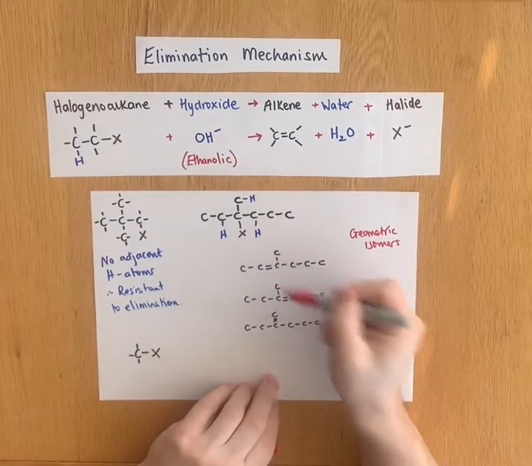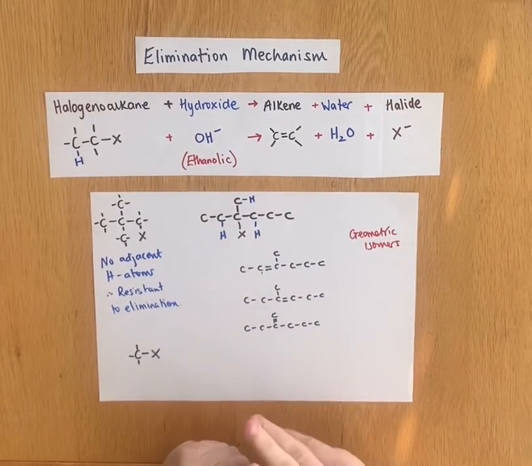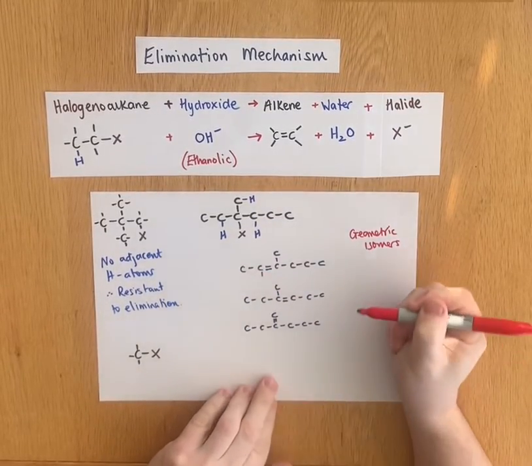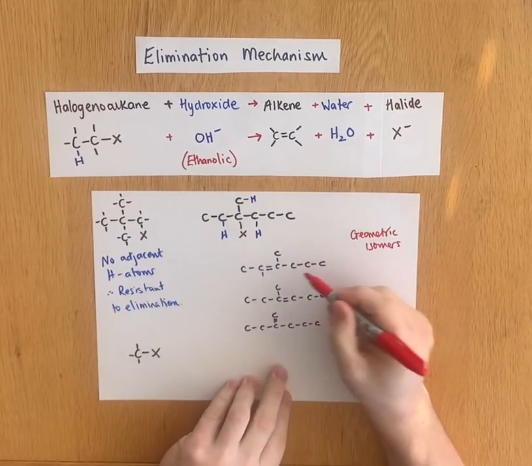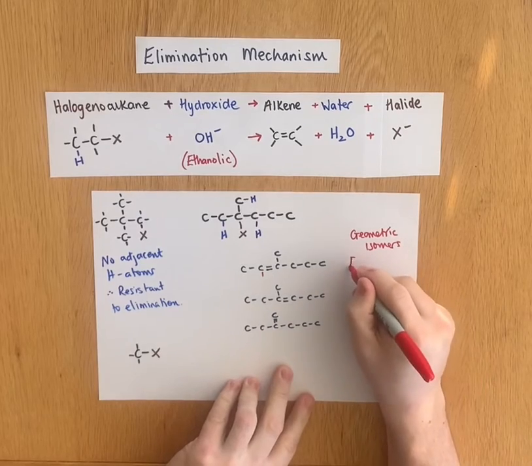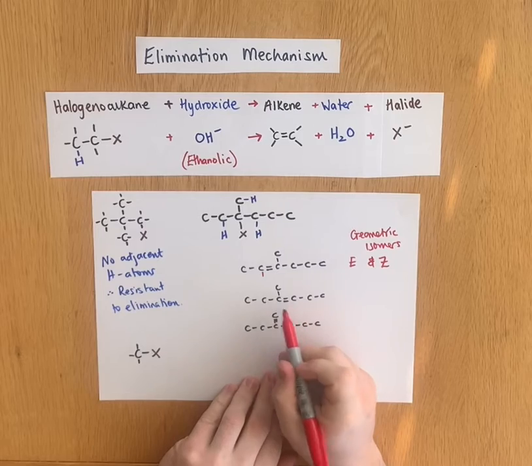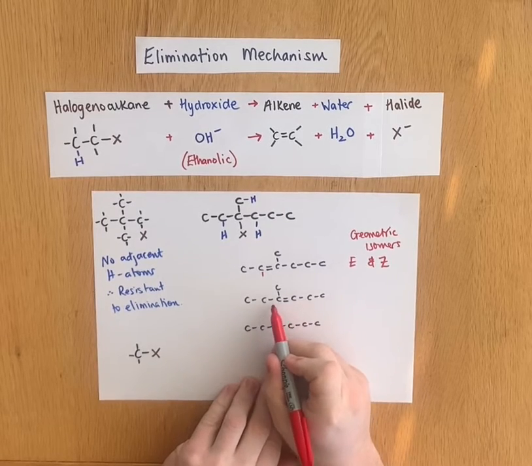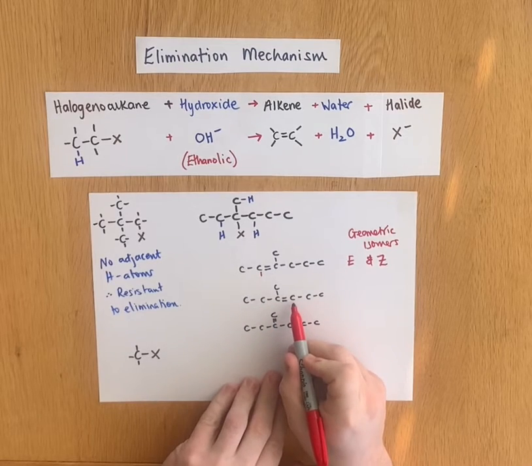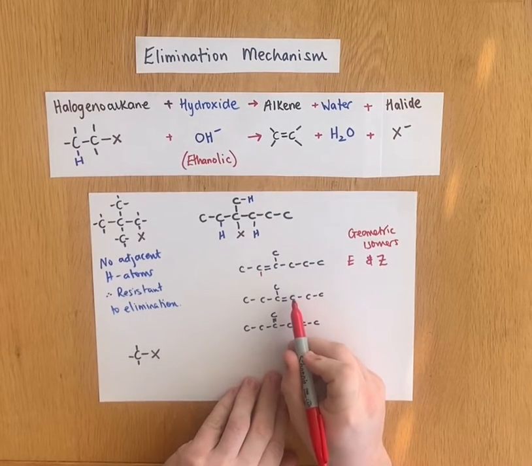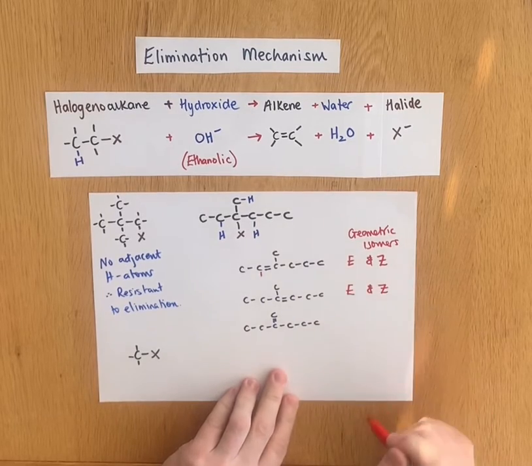So this first one here, does this carbon have 2 different groups bonded to it? Yes, it does. It's got the methyl group and a hydrogen. What about this carbon? It's got a methyl group and a propyl group. So this exists as E and Z isomers. What about this one? This carbon of the double bond has a methyl group and an ethyl group. So they're different. And this carbon of the double bond has an ethyl group and a hydrogen. So this also exhibits EZ isomerism.